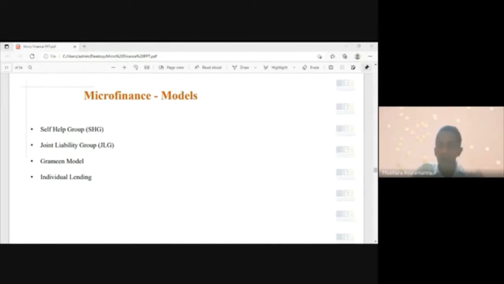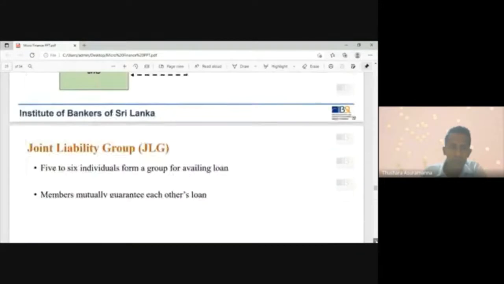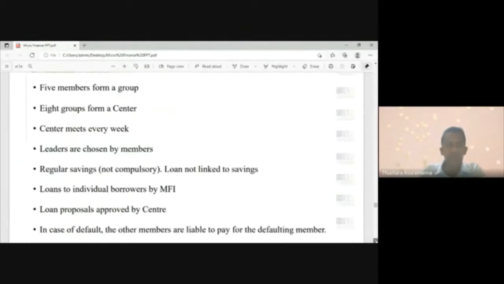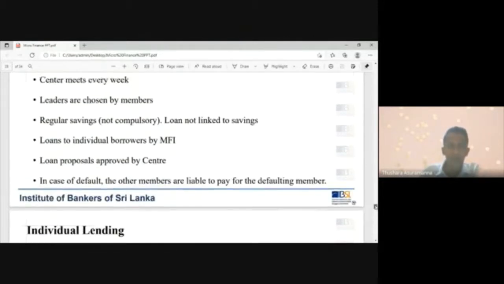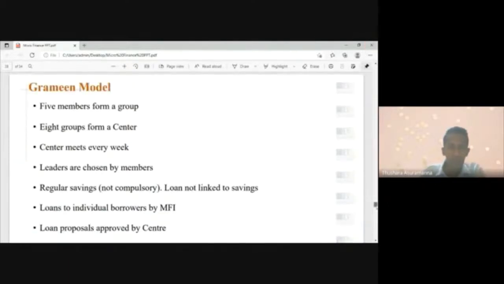Then we move to the Grameen model, which is more famous, a model introduced by Dr. Yunus, Professor Yunus from Bangladesh. And now we see what the Grameen model is. Yeah, this is the Grameen model, right? Hope you can see.